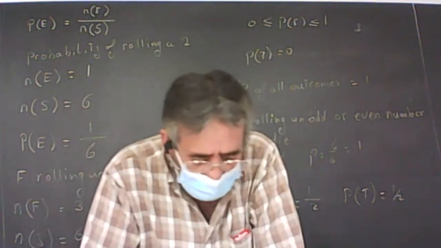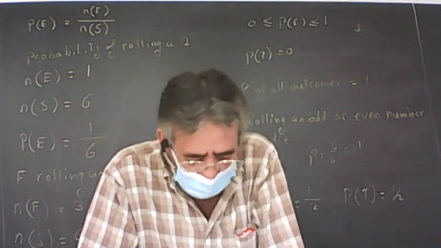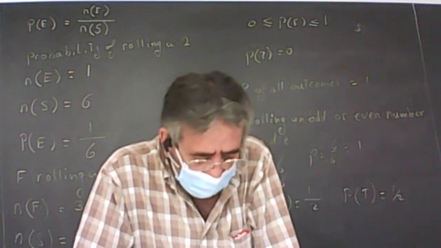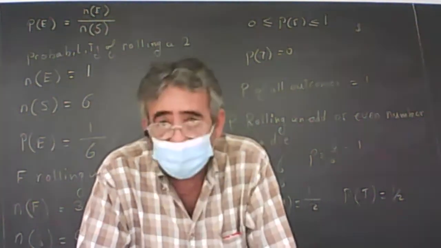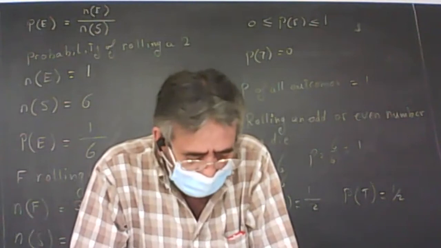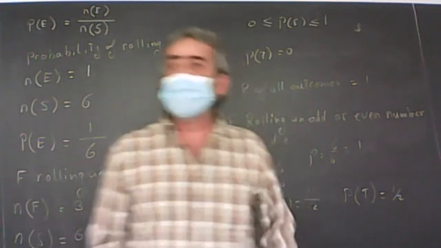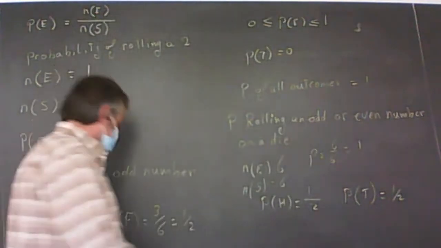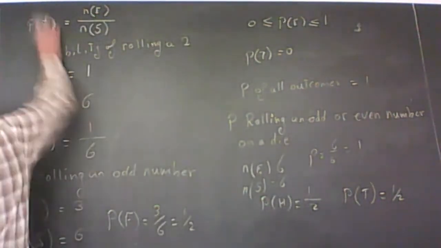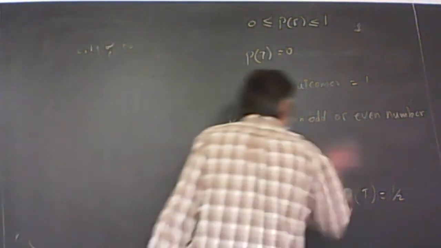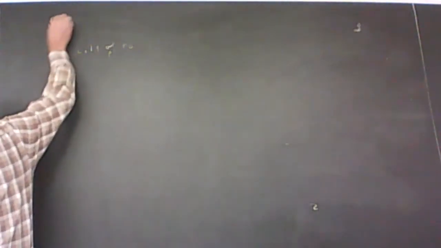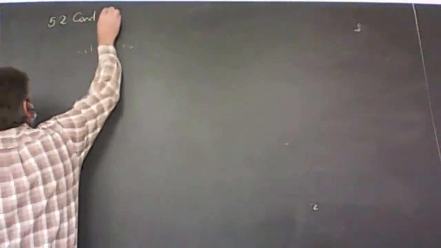Okay, it says, if a single card is drawn at random from a standard well-shuffled 52-card deck, find the probability of each of the given events. So we do have a 52-card playing deck. It says, what is the probability of drawing an ace? So we have a 52-card deck.